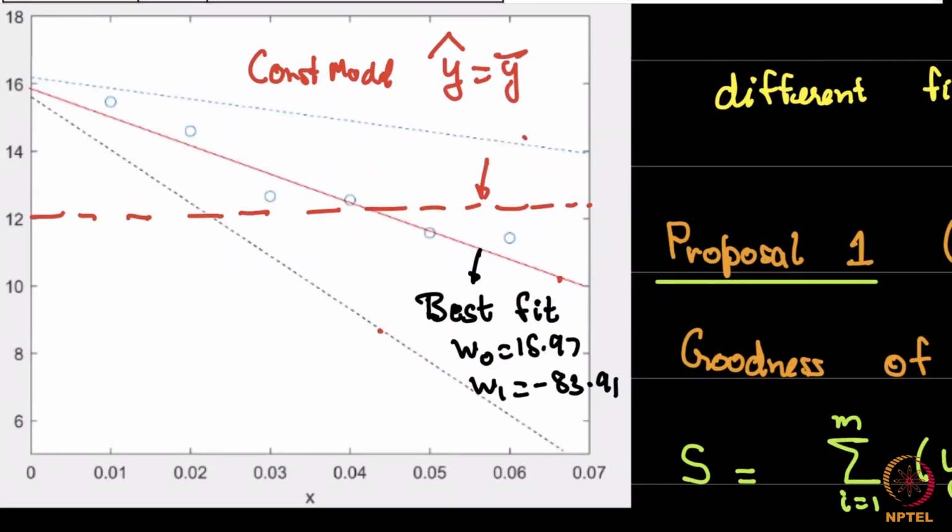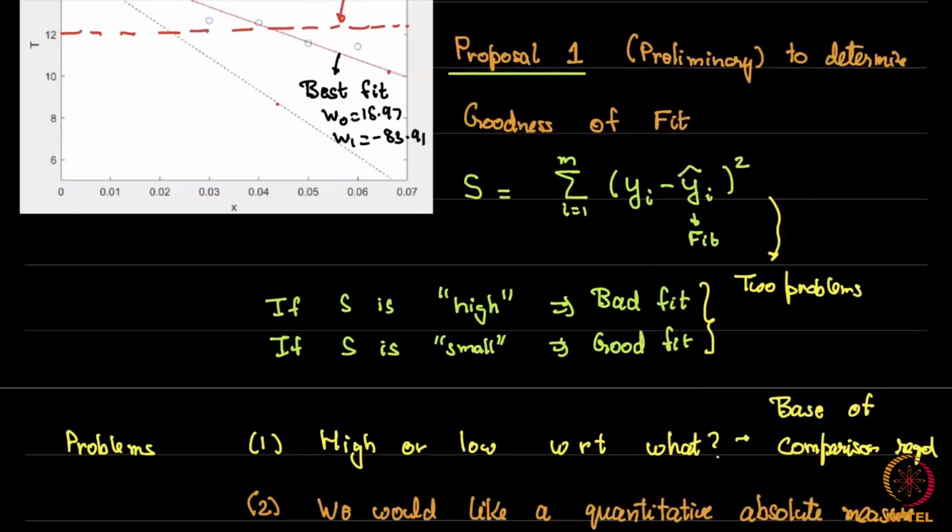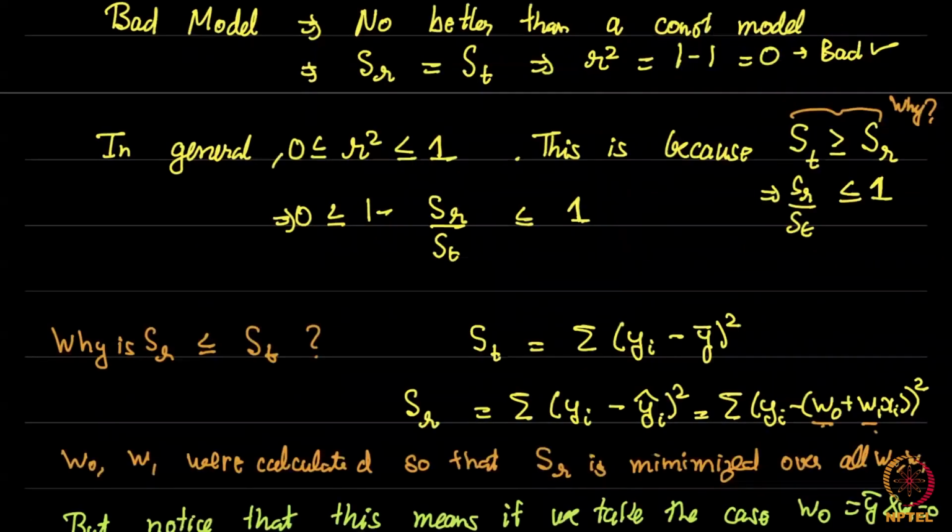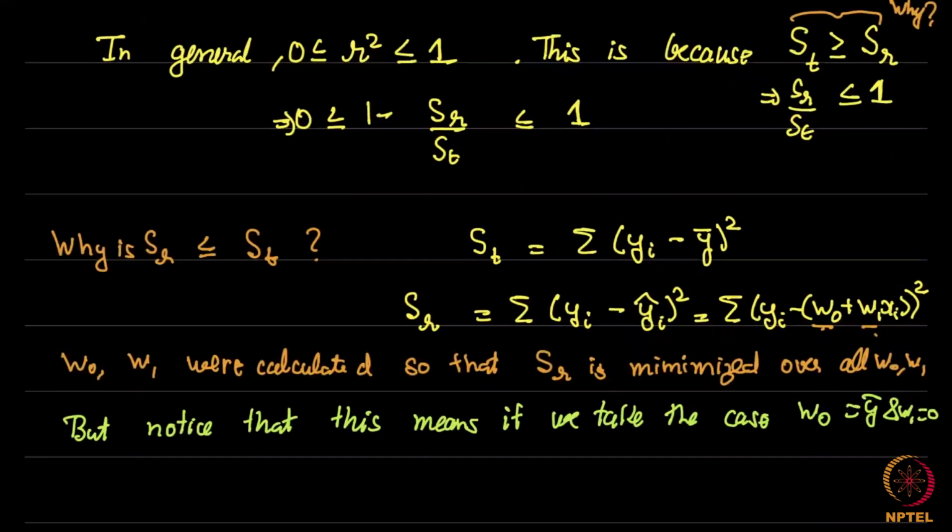So one such line over which this has to be better is the straight line which is horizontal. So same thing mathematically, SR has to be better than this line which is W0 equal to y bar and W1 equal to 0. This is the same as choosing W0 equal to y bar and W1 equal to 0. So this would mean that SR definitely has to be less than or equal to ST, and these are all positive quantities anyway. Okay. So I hope this is clear.